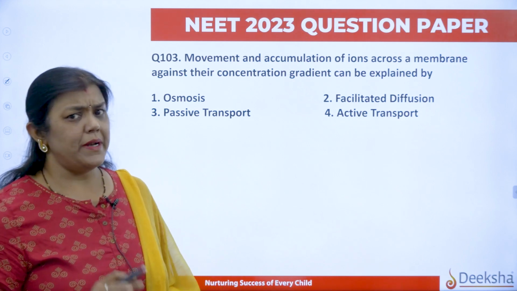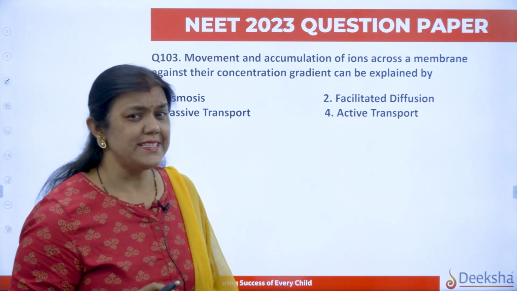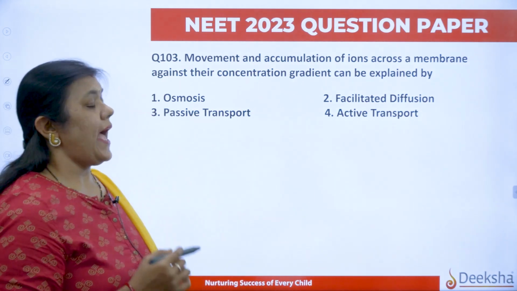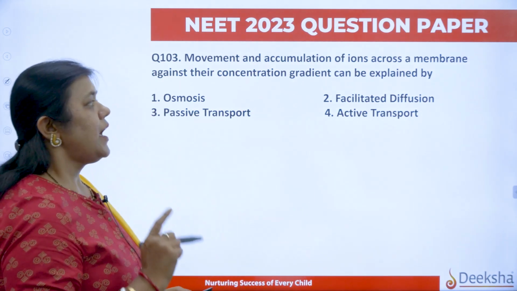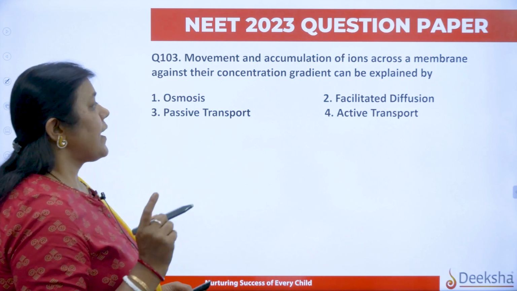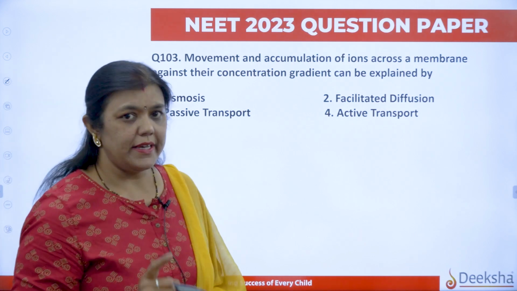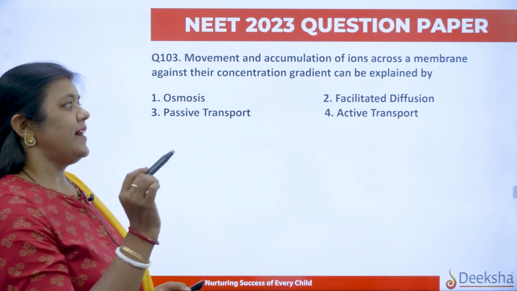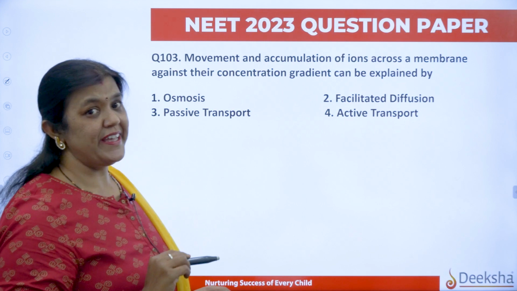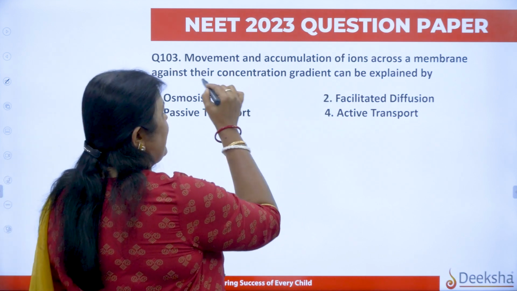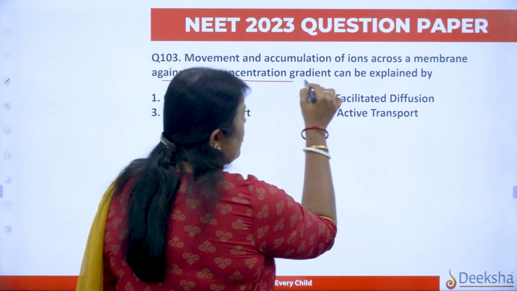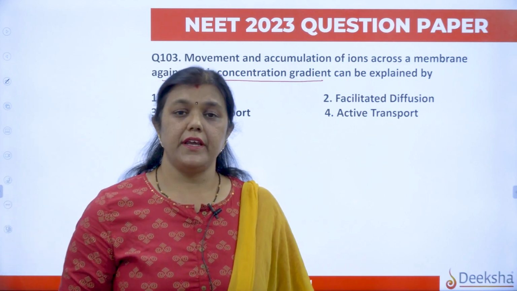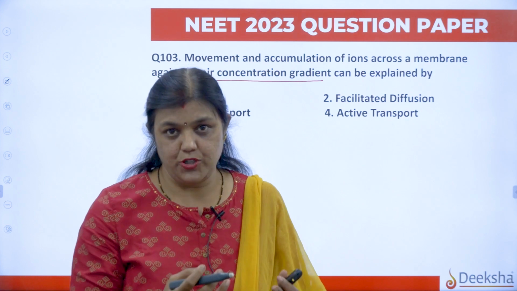The next question, pretty easy question. You should not take more than 10 seconds to answer. I'll read out the question for you once. Movement and accumulation of ions across a membrane against their concentration gradient can be explained by. The catch over here, I know by now you would have already guessed the answer. Here, what is the point over here? Against concentration gradient. Now, when you want to move anything against the concentration gradient, what do you need? Energy, right?